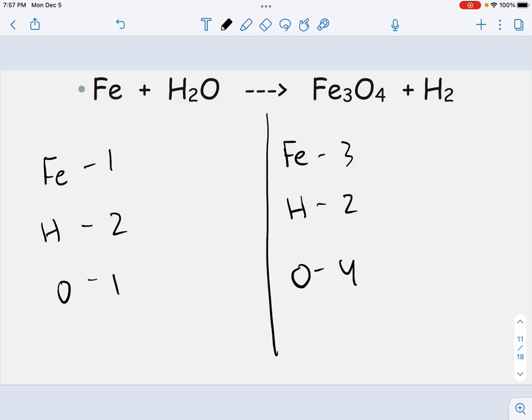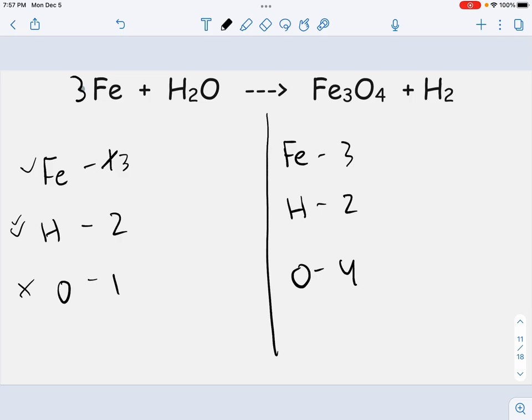So the only thing that balances is hydrogen. Generally, you want to leave hydrogen and oxygen for last. So let's focus on iron. We've got 3 irons on the right, and we're trying to get to 3 on the left. So go ahead and add 3 to iron. Now our iron balances out, hydrogen balances out, but oxygen does not balance out.